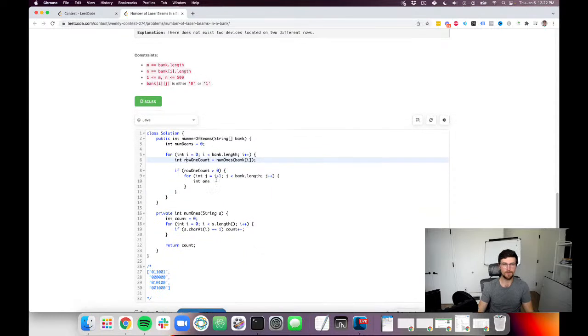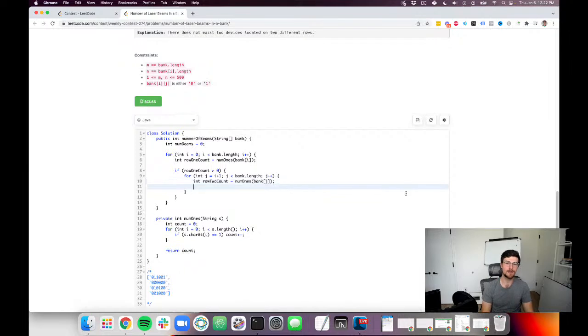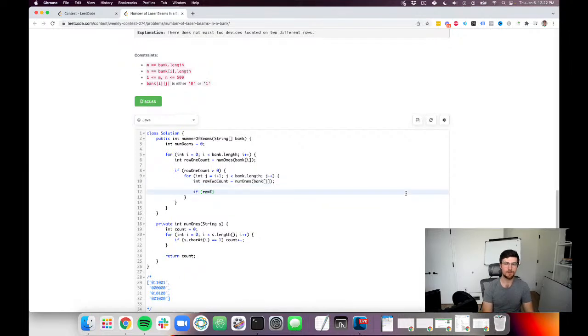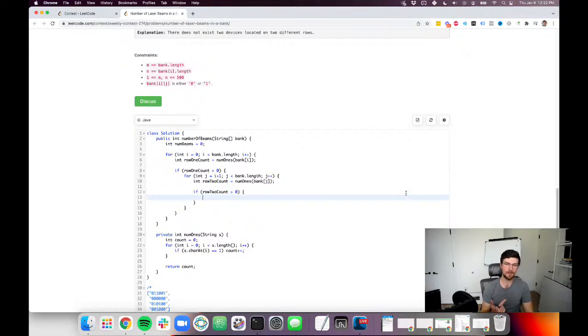Right. So if the row 1 count is greater than 0, then we're going to find that next row if it exists. So int row 2 count equals num1s bank j. And so basically what we want to do is if this one is greater than 0, so if row 2 count is greater than 0, then we need to do a couple things, right?